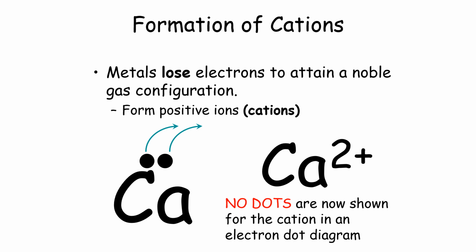And because now calcium lost its valence electrons, when we draw the Lewis diagram or the electron dot diagram for calcium, we just don't show any dots for that, because those two electrons that we had in the electron dot diagram are now gone. So when we write the electron dot diagram for the calcium ion, there will be no dots at all.